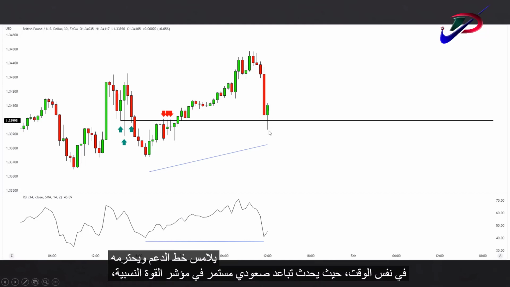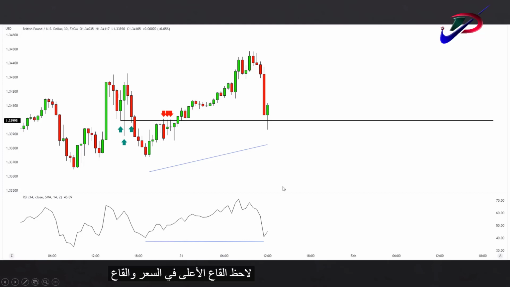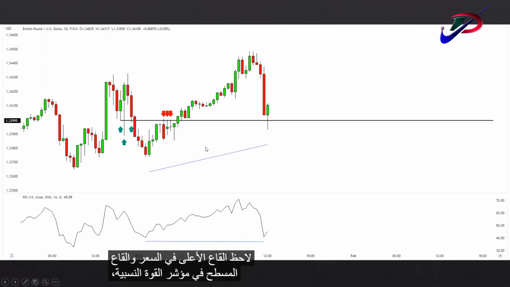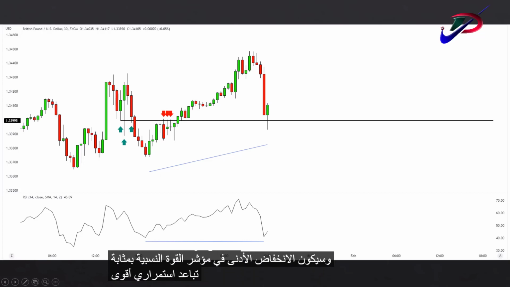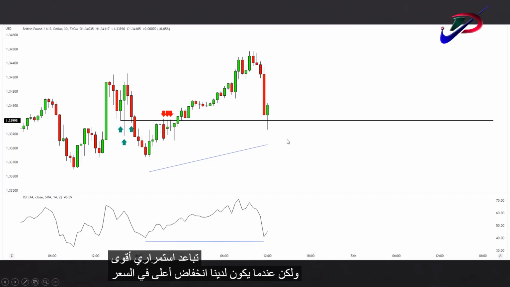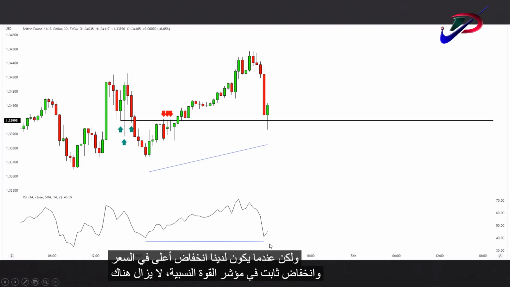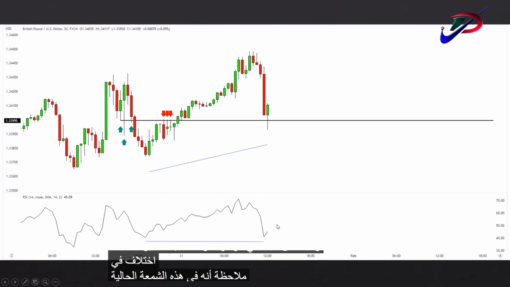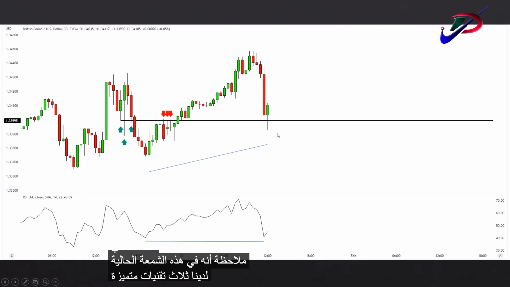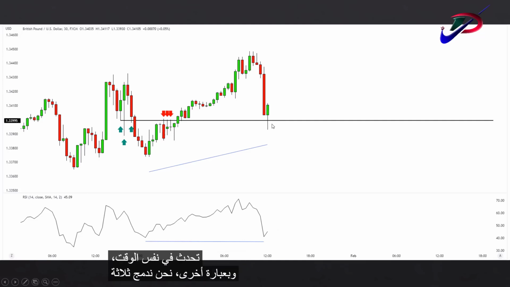At the same time, we have a bullish continuation divergence happening in the RSI. Observe the higher low in price and the flat low in the RSI. A lower low in the RSI would be a stronger continuation divergence, but when we have a higher low in price and a flat low in the RSI, there is still divergence. Notice that in this current candlestick, we have 3 distinct techniques happening at the same time. In other words, we are integrating 3 different techniques.